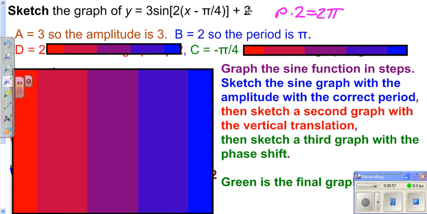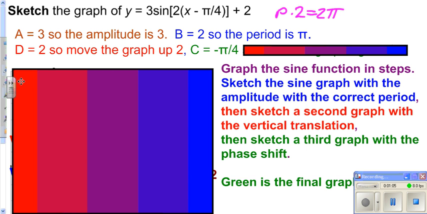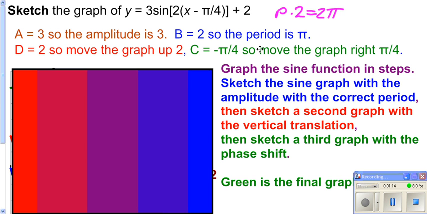Now d is this right here, the 2, so that means you're going to be shifting your graph 2 units up. We also have c being negative pi over 4, which means you will be shifting your graph pi over 4, a fourth of a unit to the right.